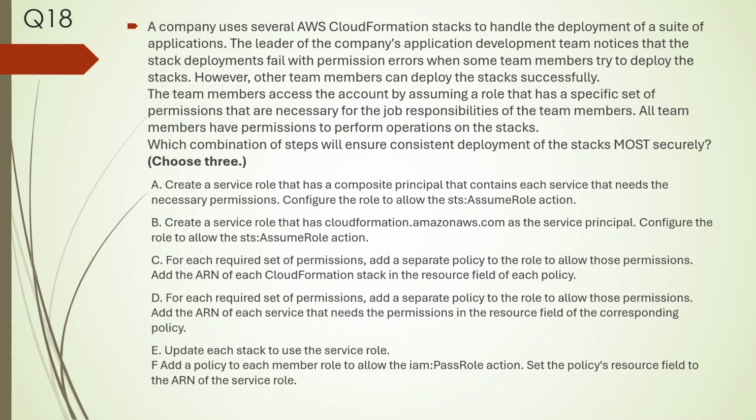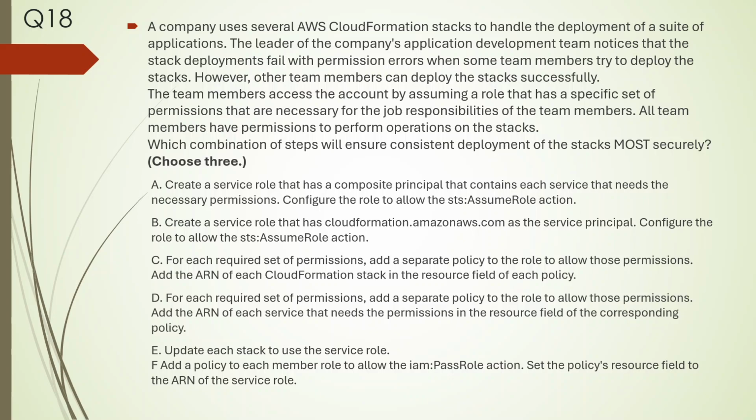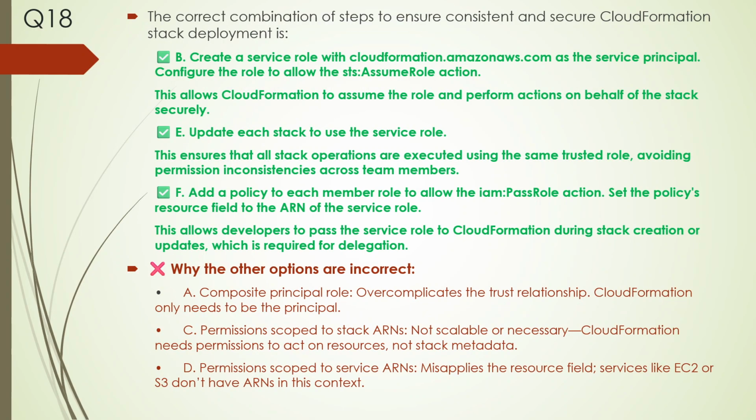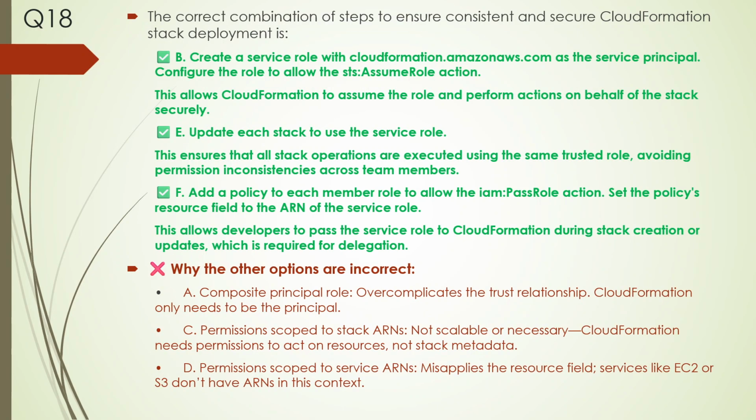Okay. B and C is almost the same, except that, yeah, B, no, D and C is needed. So we need F, we need B, and then we need D. Oh, yeah, it's B, E, update stack to use the service role. Okay, okay, what we need is E instead. Yeah, we don't need a composite.